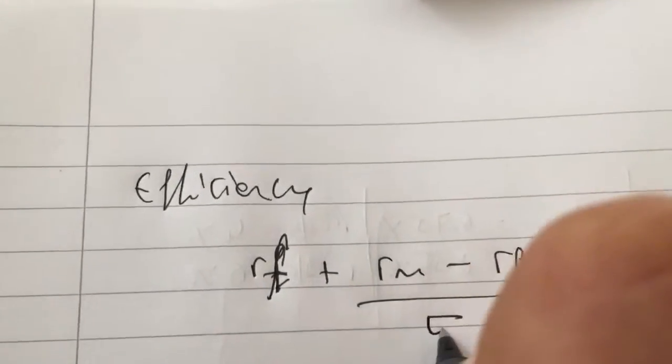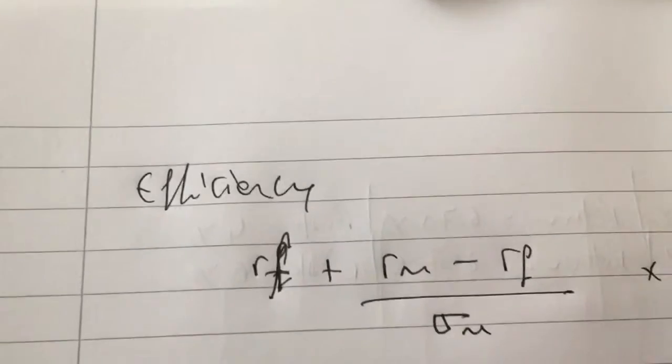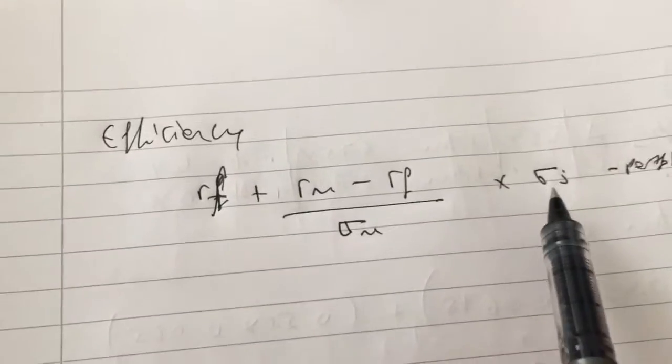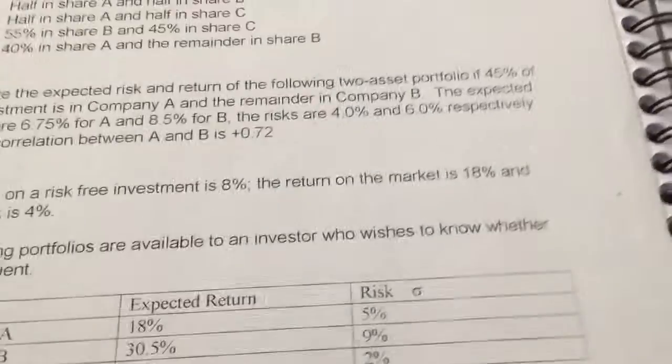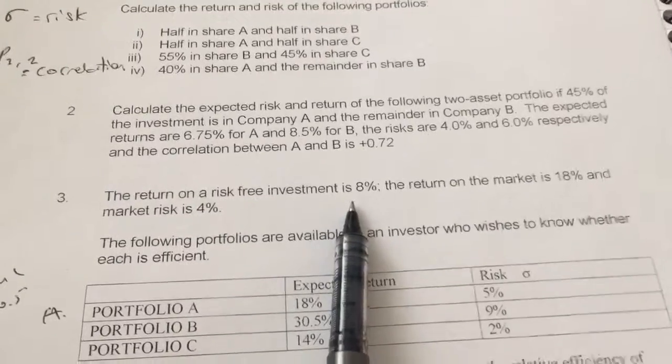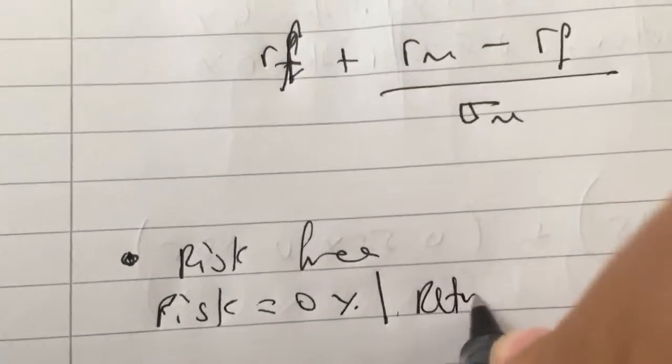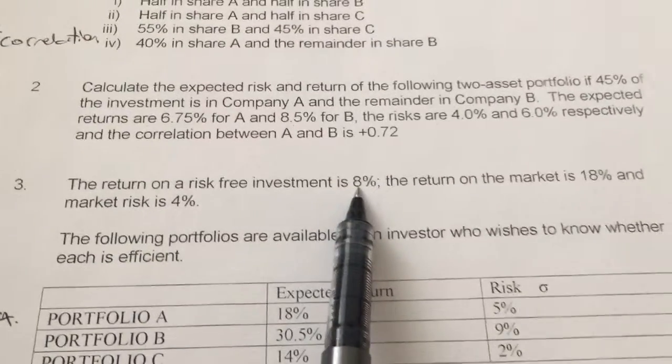So first, let's write the formula. RF, the return of the risk-free, plus RM, the return of the market, minus RF, the return of the risk-free, divided by the risk of the market, multiplied by the risk of J, and J is the portfolio. This is the only thing that's going to change. The first thing they tell us in this question is the return on the risk-free investment is 8%. So for the risk-free, we know the risk equals 0% because it's risk-free, and the return equals 8%.